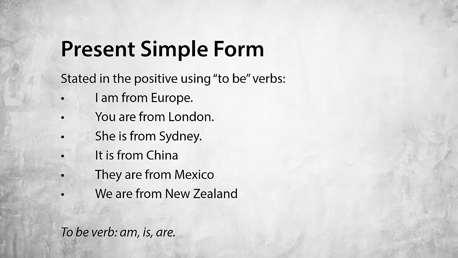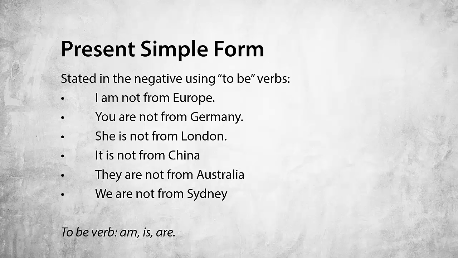Now, let's form the negative. To form the negative is very easy because all you do is add not after the to be verb. Like, I am not from Europe. Am is the to be verb. After am, you add not. You are not from Germany. She is not from London. It is not from China. They are not from Australia. We are not from Sydney.